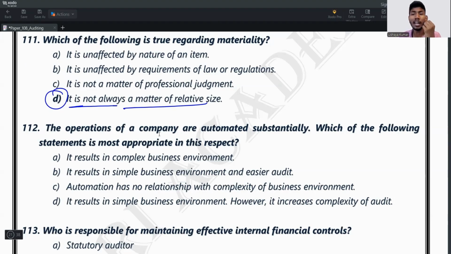Even a small item could be material if it relates to fraud or compliance with law, right? Already we have discussed this option, I think, so it is repeating again. So option D is the right answer. It is not always a matter of relative size.